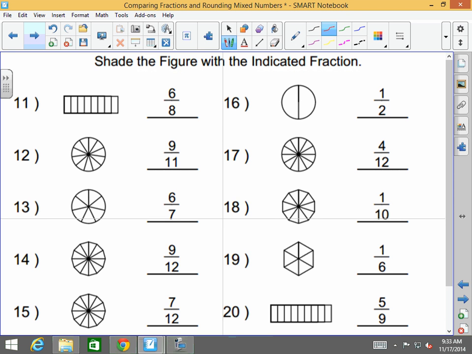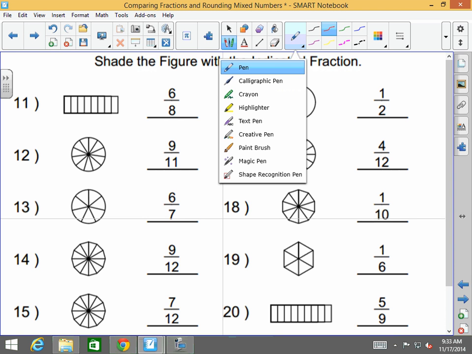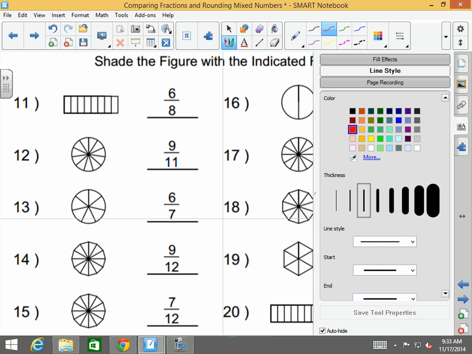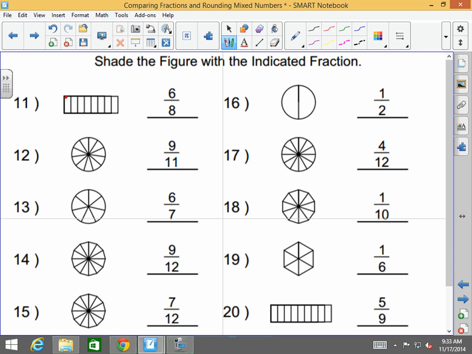Okay. Now, I want to shade in the figure with the indicated fraction. I want to shade it in. So let me make the line a little bit thicker here. Okay. Let's see what we got. 6/8. So that's going to be 1, 2, 3, 4, 5, 6. So all of this will be shaded, because that's 6 pieces out of 8.